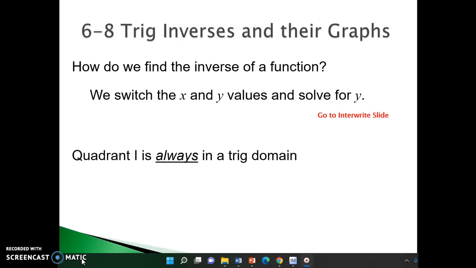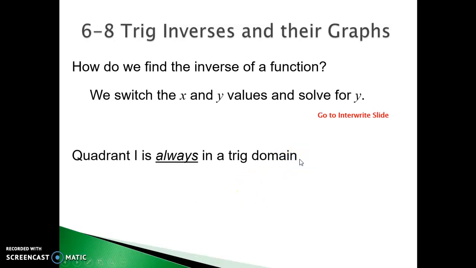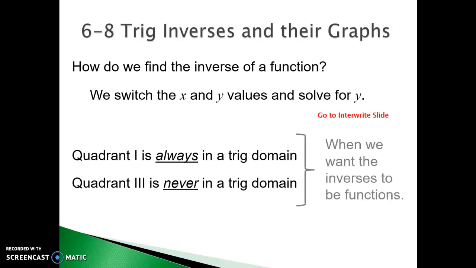And so when it comes to restricting the domain so that we have a good inverse cosine, Quadrant 1 is always going to be in the trig domain, no matter what function we're talking about. Quadrant 3 is never going to be in the trig domain. And we want the inverses to be functions. On top of that, and write this down, we want the inverses to be continuous. So we don't want to have to hop around in order to graph the inverse function. So we want it to be continuous.